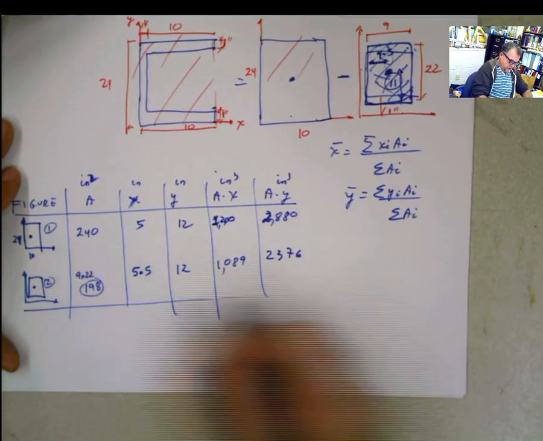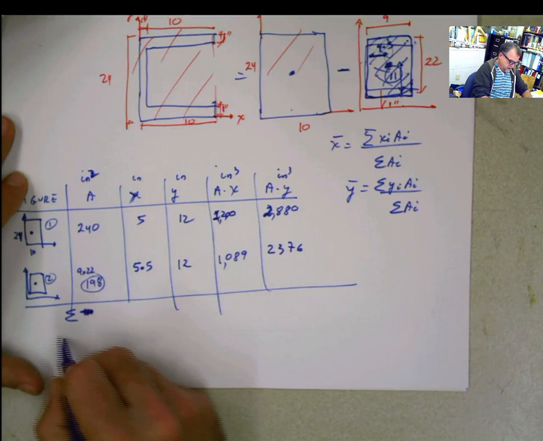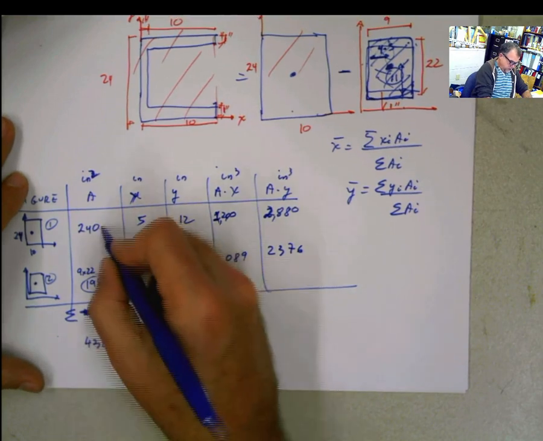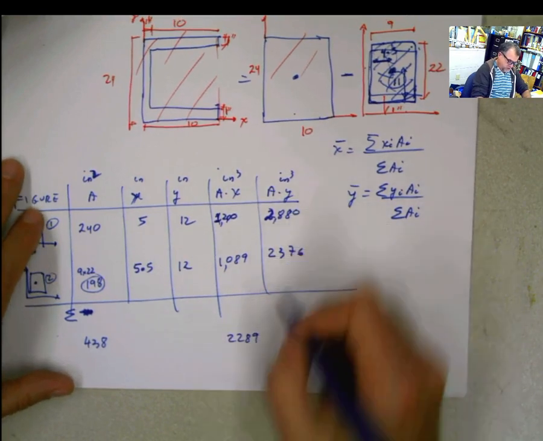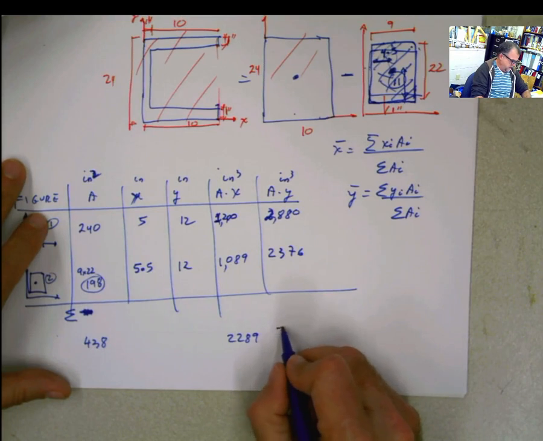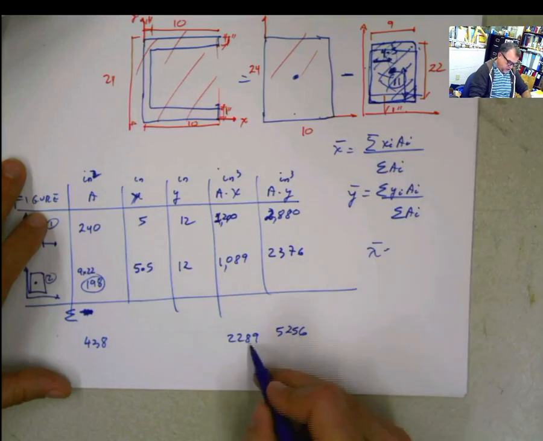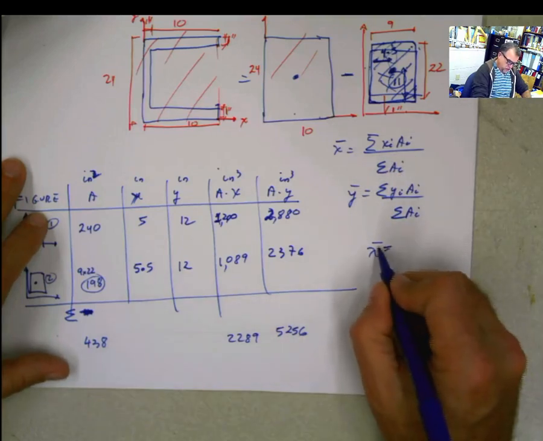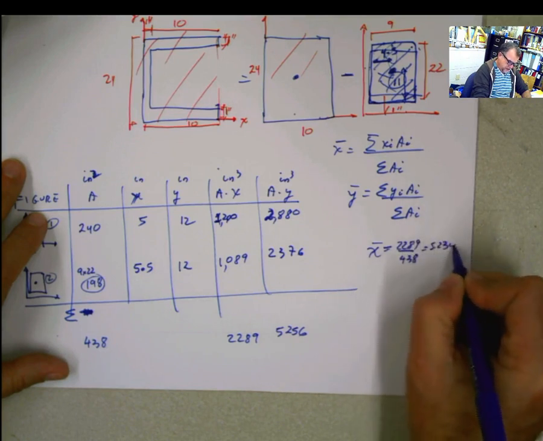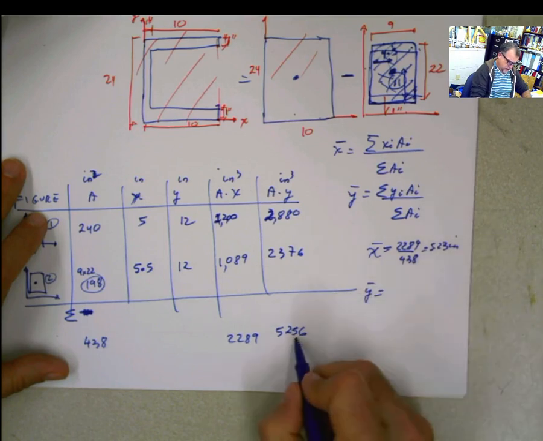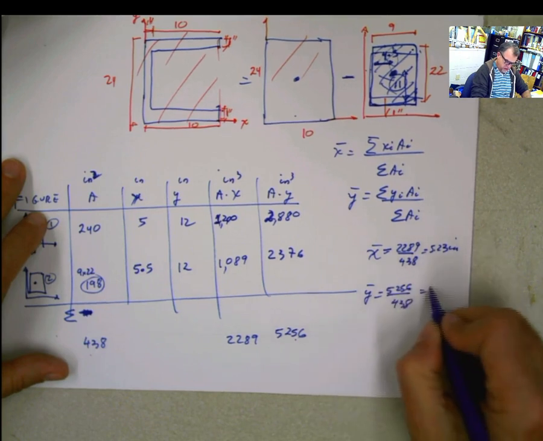I say, okay, summarize this. This is 438. Wait a second. Summarize this. 438, because this plus this is 438. And then summarize this. This is 2289. And summarize that, and this is 5256. Then I say, oh, x bar is equal to what? This divided by that, so 2289 divided by 438, and that's 5.23 inches. And y bar is equal to this divided by that, so 5256 divided by 438 inches, which is 12 inches.